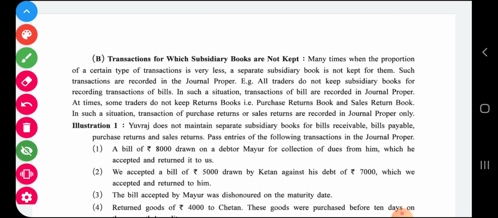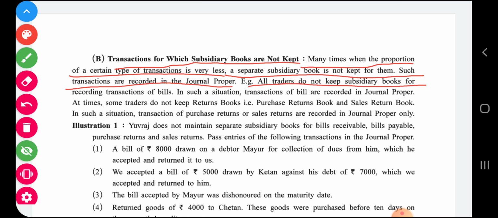Okay, and transactions for which subsidiary books are not kept. Okay, many times when the proportion of a certain type of transaction is very less, a separate subsidiary book is not kept for them. Such transactions are recorded in journal proper. For example, all traders do not keep subsidiary books for recording transactions of bills. In such a situation, transactions of bills are recorded in journal proper. Okay, like bills receivable, bills payable transactions.